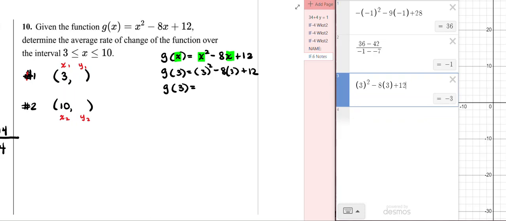All right, so that's -3. So +3 is mapped to -3. Okay. Now you have to do the same thing for g of 10.